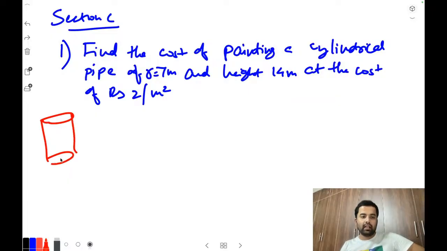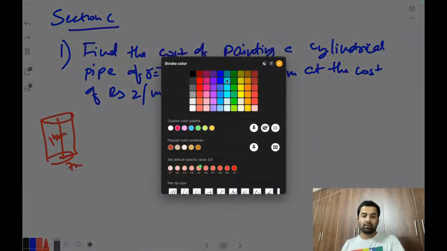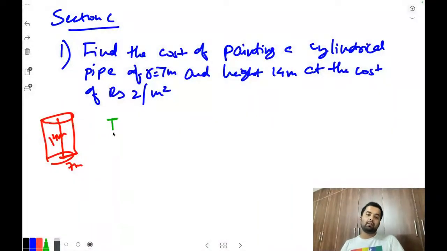Radius is given. Radius is what? Radius is 7 here, 7 meter. And the height stands for this part. Check this. Height stands for this 14 meter. We have to paint the total cylindrical pipe. So I hope you can recognize which formula you are going to apply. You apply total surface area.